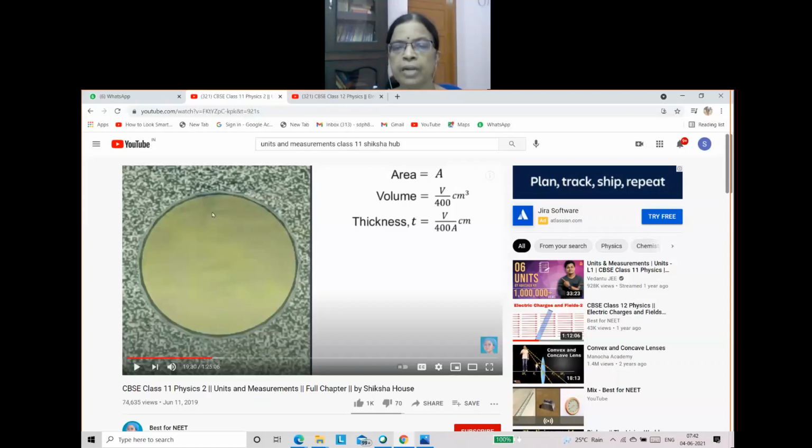Measured area, let it be A. What is the volume of one drop of the solution? V by 400. So area into thickness gives volume. Therefore, thickness is volume by area. Volume by area. Area comes in the denominator.